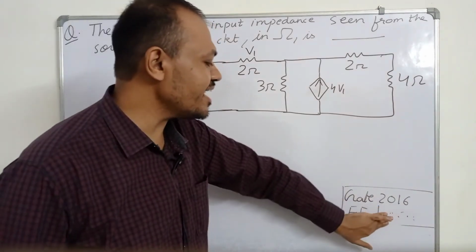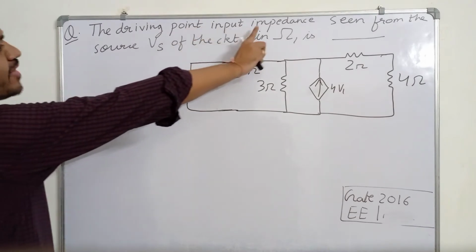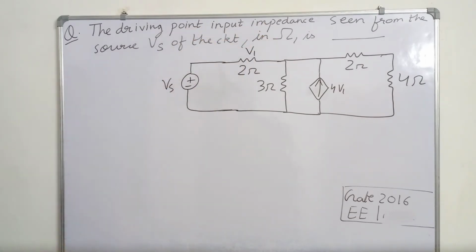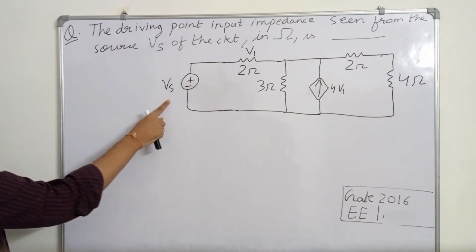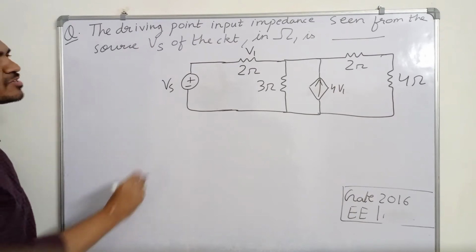So this was a numerical answer type question. It says that we have to find the driving point input impedance seen from the source Vs of the circuit in ohm. So this is the circuit given to us. This is the source, and we have to find the driving point input impedance seen from the source in ohm.